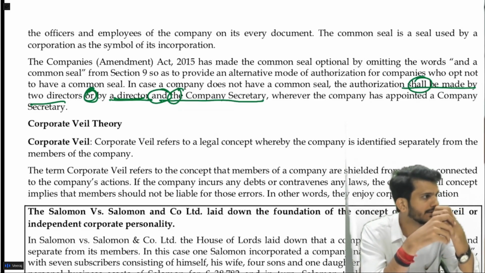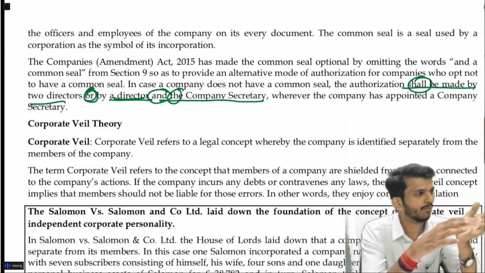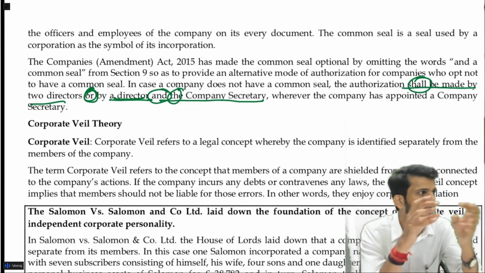Sir, is it like two directors, or one director and one company secretary can sign only when two directors are not in... Not required. Even though 10 directors are there in the company, one director and one company secretary can also sign. It is an alternative option given.